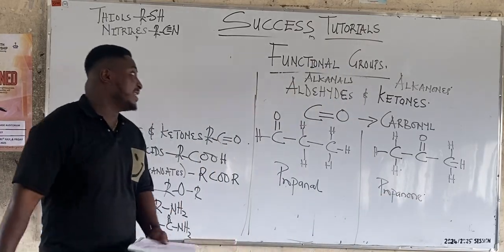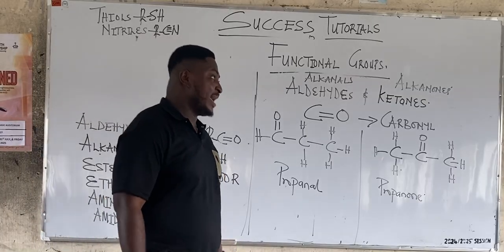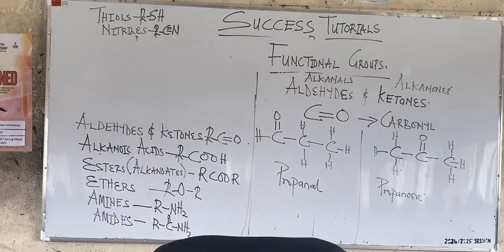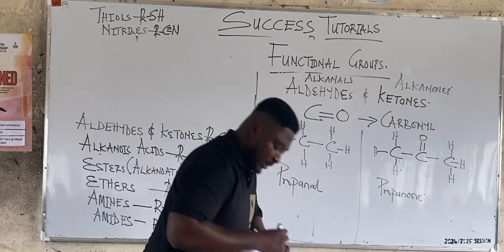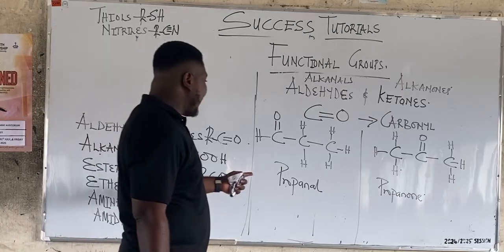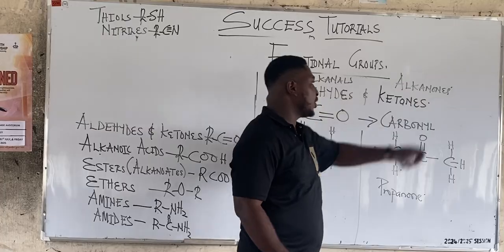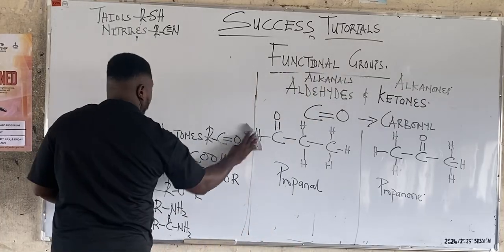So class, aldehyde names end with -al, and ketone names end with what? -one. Aldehyde names end with -al, ketone names end with -one: propanal, propanone, because aldehydes are called alkanals and ketones are called alkanones.